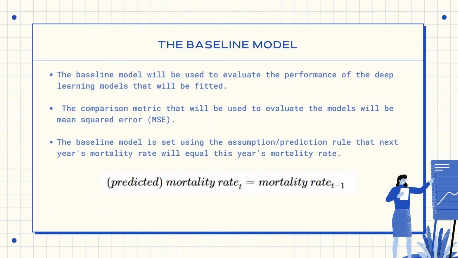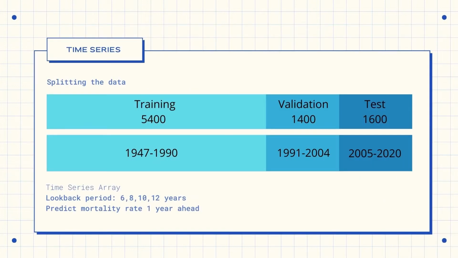We define a baseline model, which will be used as a comparison benchmark for evaluating the deep learning models. Since we're investigating a regression problem, the mean squared error will be used as the comparison metric. The baseline model is a fairly simple model which is set using the prediction rule that next year's mortality rate will equal this year's mortality rate. Since we are looking at time series data, it is split without shuffling using the following time periods.